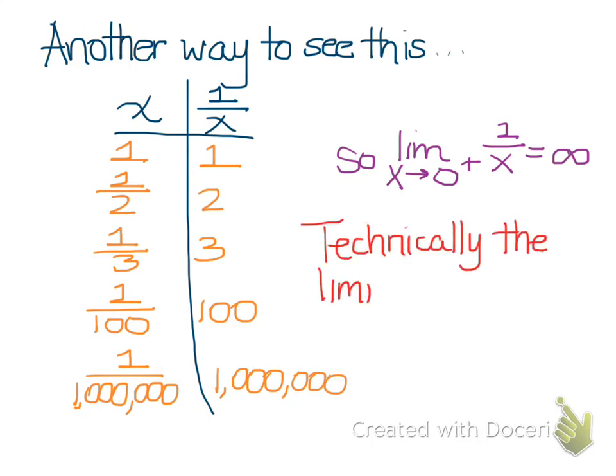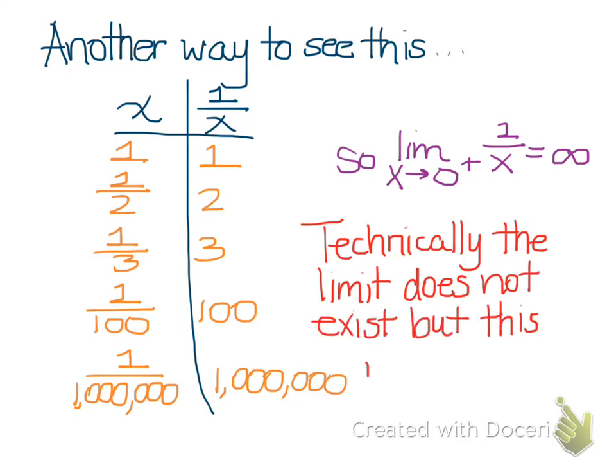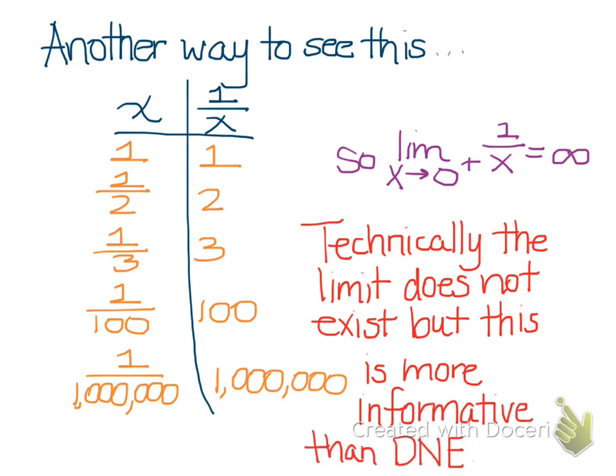Now technically the limit as x goes to 0 from above of 1 over x does not exist, but writing that this limit goes to infinity is more informative than just writing DNE.